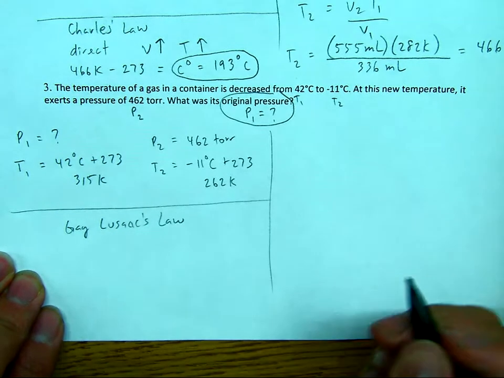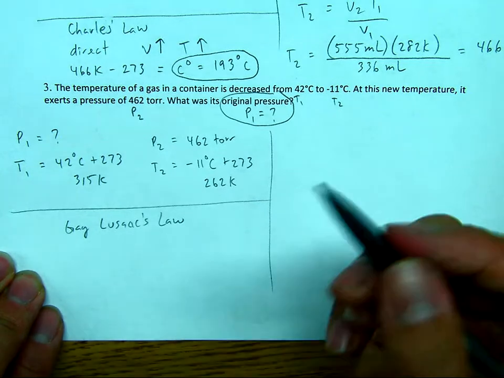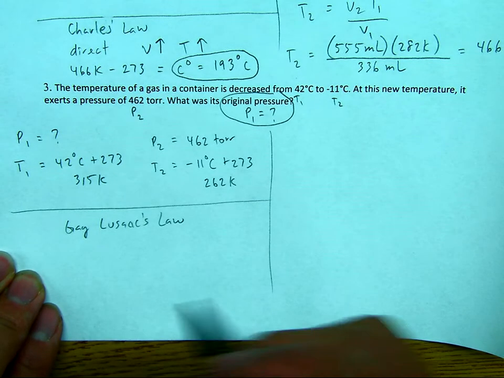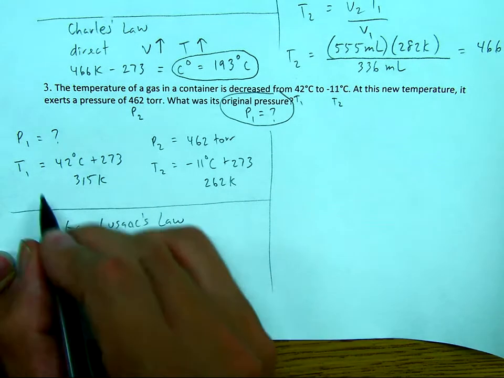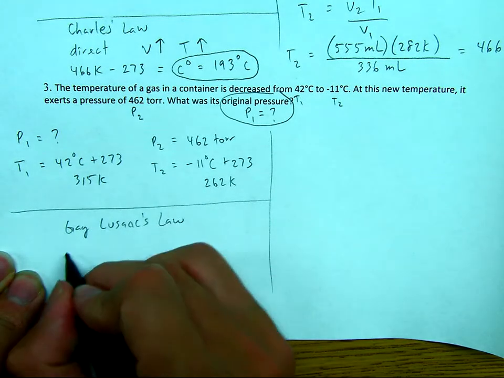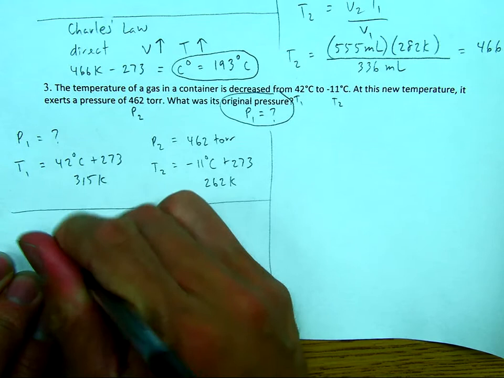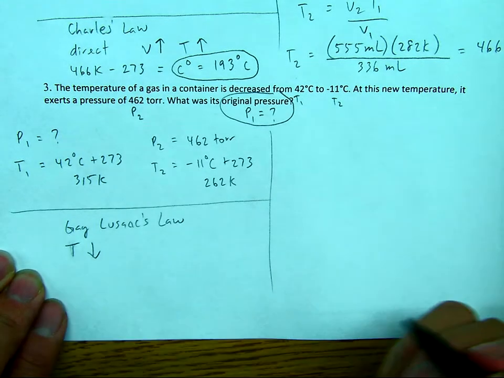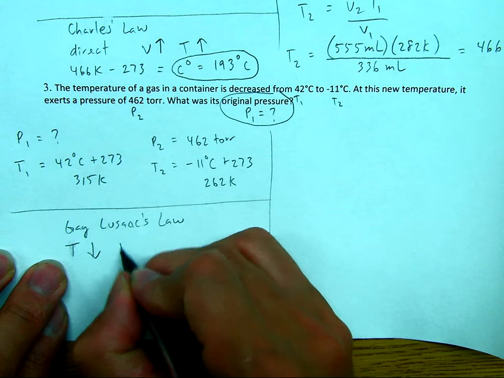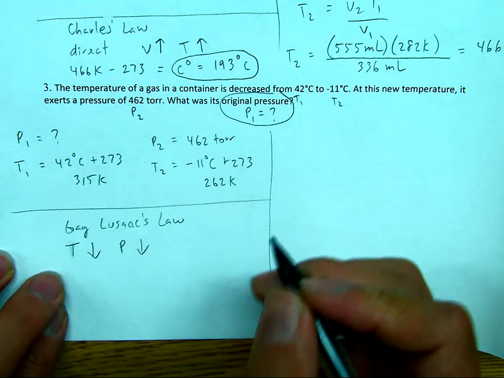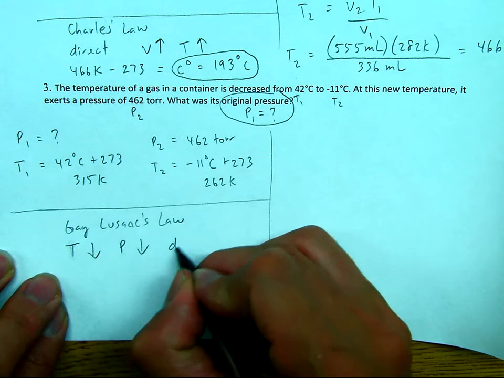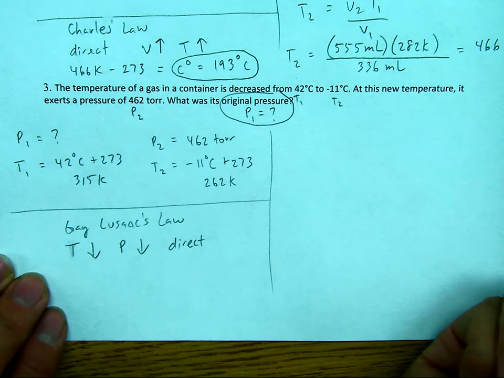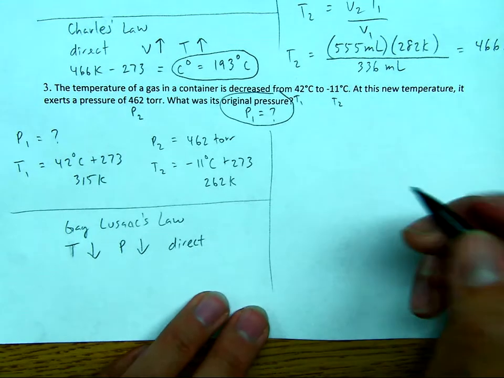Okay, and his law, like Charles' law, shows a direct proportion between pressure and temperature. So we can see that as the temperature, I meant to write a T there, as the temperature is going to decrease, the pressure is also going to decrease, because this is going to be a directly proportional relationship. Okay? All right, so let's work this out.